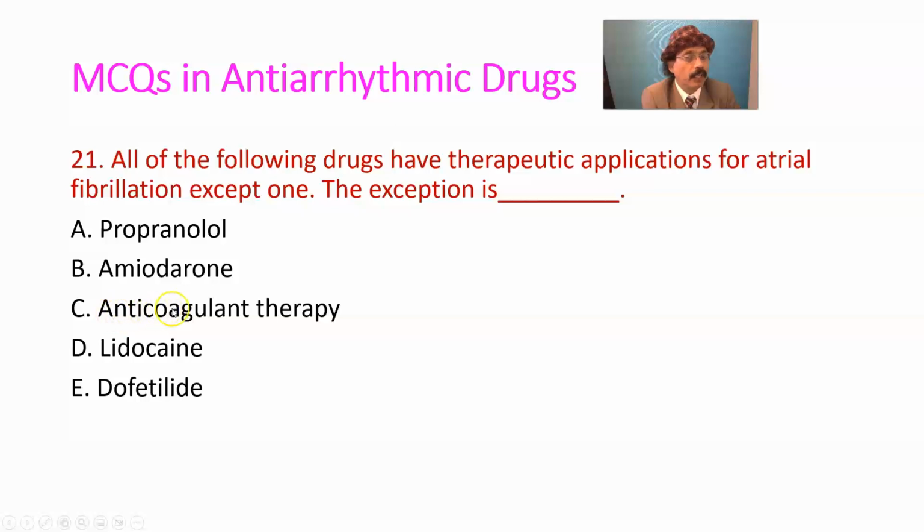Propranolol, amiodarone, anticoagulant therapy, which is also essential to prevent embolism, lidocaine, dofetilide. So all the drugs are useful except lidocaine. Lidocaine usually does not work on the atria or supraventricular area. It works on the AV node and below, especially the ventricle. So D is the choice. All the others may be applied to atrial fibrillation, maybe one, maybe multiple. Propranolol, amiodarone, anticoagulant therapy can be used with other drugs, but not lidocaine. That will not be effective in the management of atrial fibrillation.